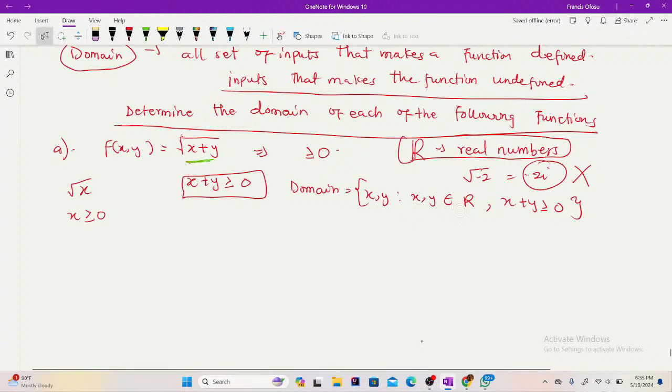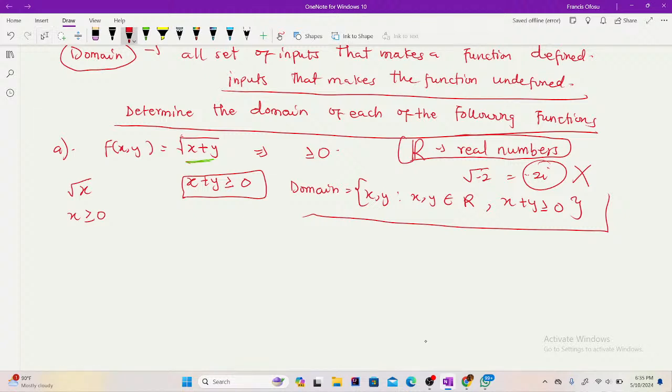So that (x, y) is a member of all real numbers where x plus y is greater than or equal to 0. And this is a perfect domain for our function. Do you get it? This is a perfect domain for a function, right? Somebody too can go the other way, and the other way says that we are to take out of our input what's undefined.